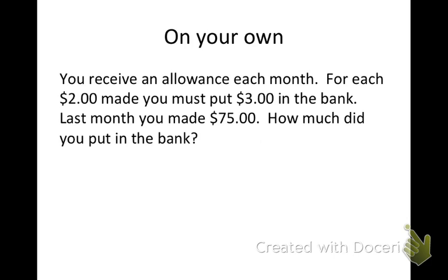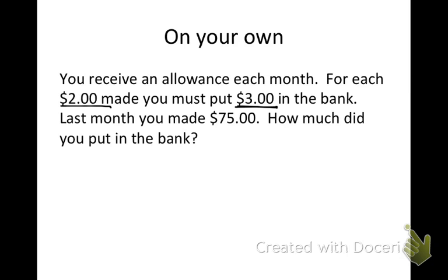Okay, so you're going to try one on your own. You receive an allowance each month. For each $2 made, you must put $3 in the bank. Oh, that doesn't make any sense. For each $2 you make, you must put $3 in the bank. Last month you made $75. Oh, so it's a ratio. So you're going to draw your boxes.